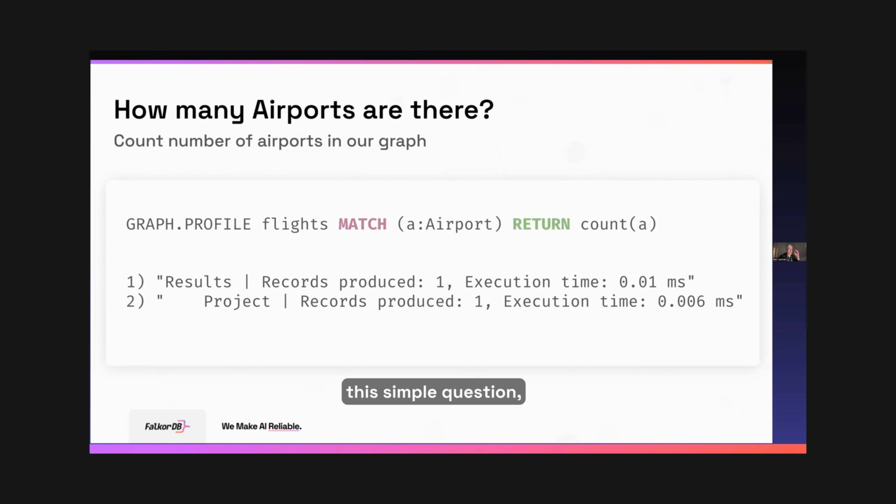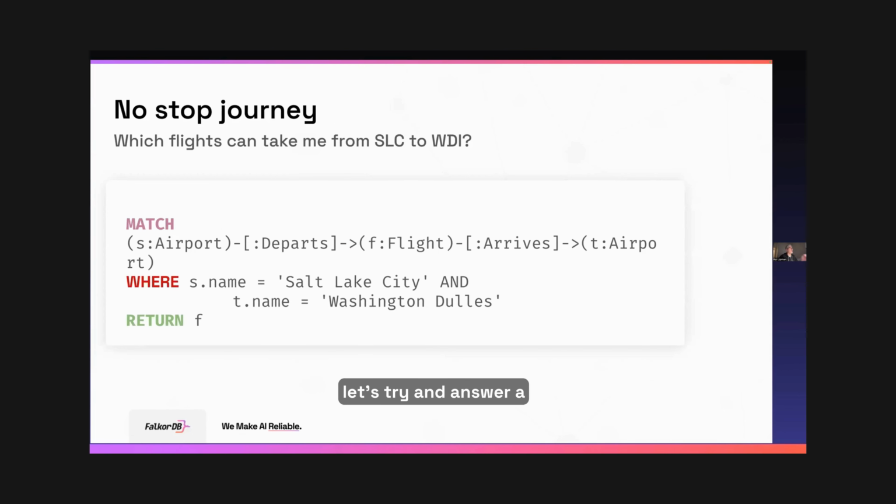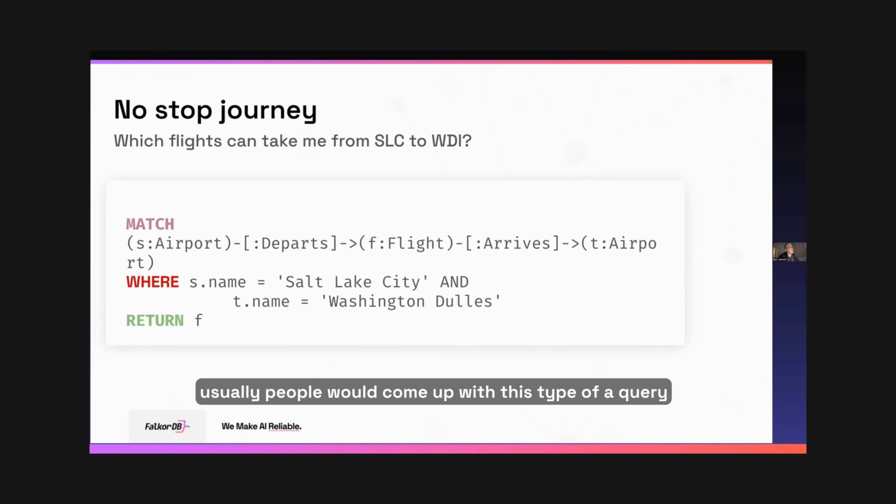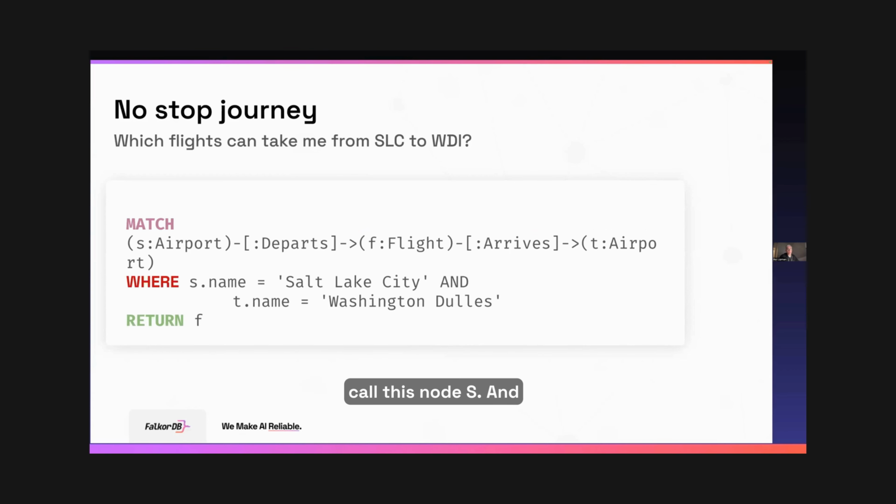Moving past this simple question, let's try and answer a different one. And so the new question is, which flights can take me from Salt Lake City to Washington? And usually people would come up with this type of a query where we have a graph traversal where we start at some airport, let's call this node S, and we're looking for departing flights, and the flight needs to arrive at Washington, which is another airport. And so we follow up with a where clause, just saying S needs to be Salt Lake City and T needs to be Washington, and we just return the flights connecting those two different airports.